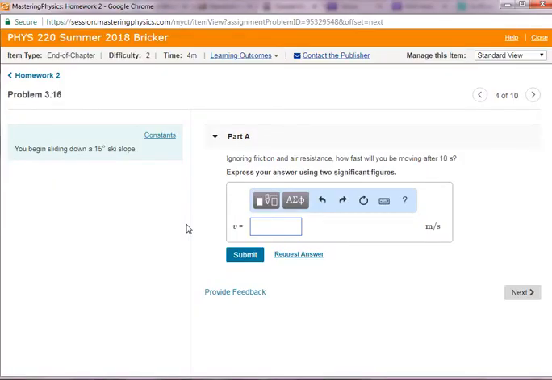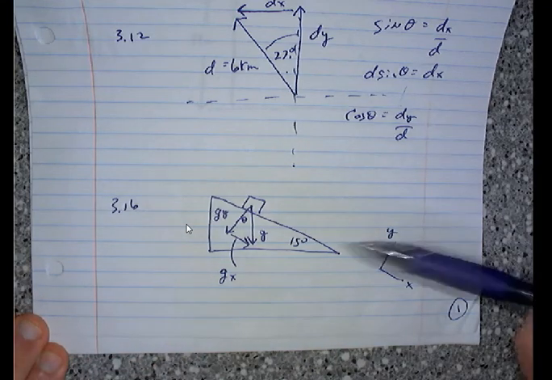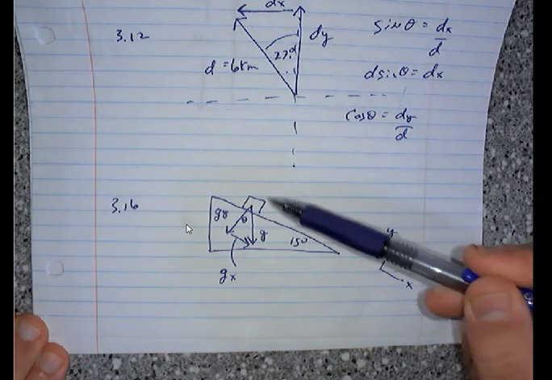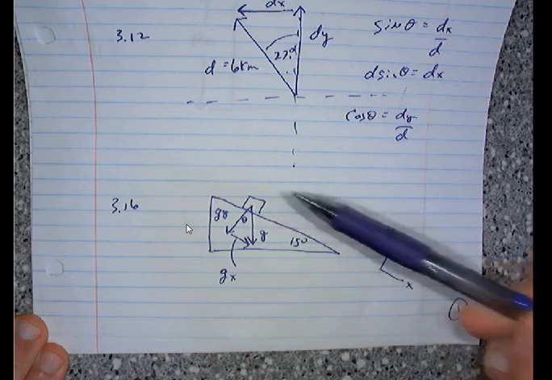Okay, 3.16. You begin sliding down a 15-degree ski slope. Ignoring friction and air resistance, how fast will you be moving after 10 seconds? All right, let's sketch this one out. Okay, so here's my picture. 15 degrees. I just represented the skier as just a box.